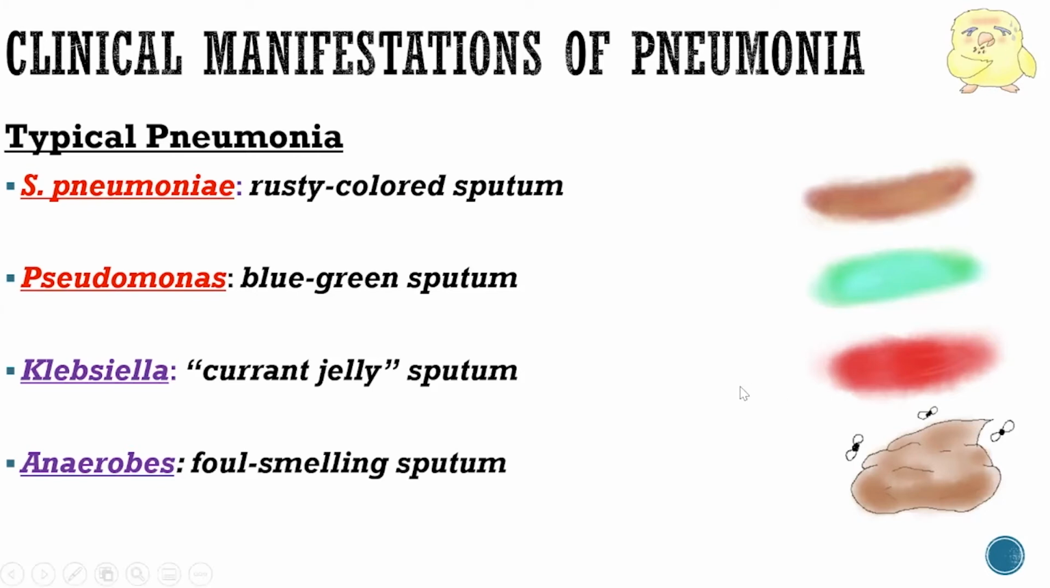Meanwhile, Pseudomonas is classically associated with that blue-green sputum. And so a patient that presents with a grapey or fruity odor to their sputum that looks blue-green should make you think Pseudomonas. Klebsiella is often associated with a currant jelly sputum, which is this bright red jelly-like color. And finally, anaerobes, although you're not actually coughing up poop, is going to smell very foul and putrid. And so those kinds of words should make you think that you're dealing with an anaerobic infection.